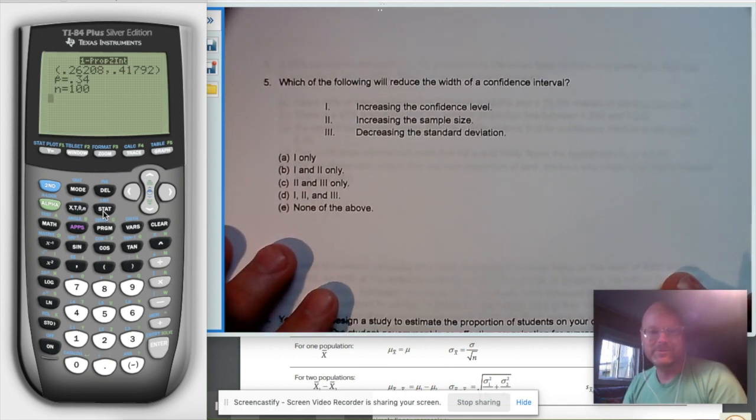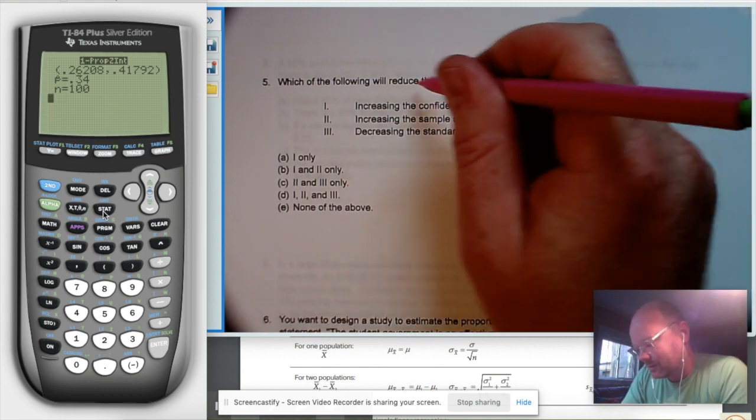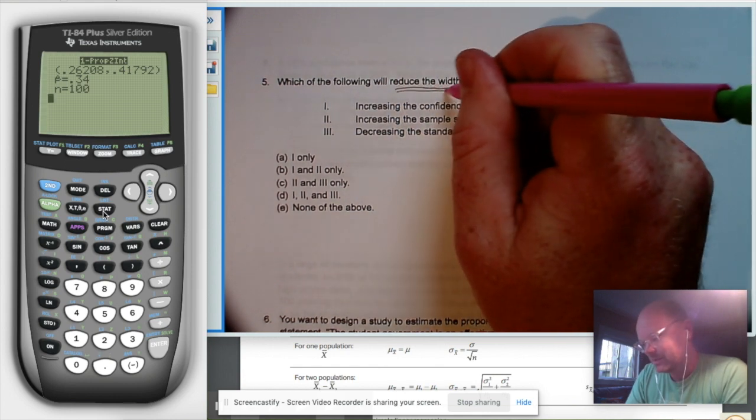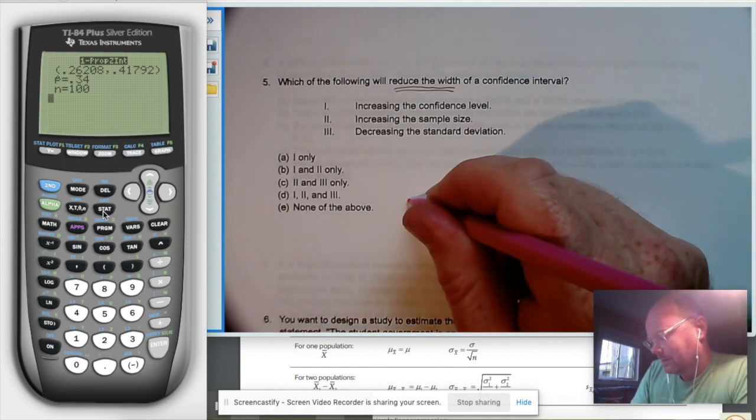All right, number 5. Which of the following will reduce the width of a confidence interval? If you increase the confidence level, is that going to increase? Oh, this is reduce the width. Sorry, reduce the width. Okay, I'm looking for a better estimate. I want the confidence interval to get skinnier. All right, so increasing the confidence level, will that do it?